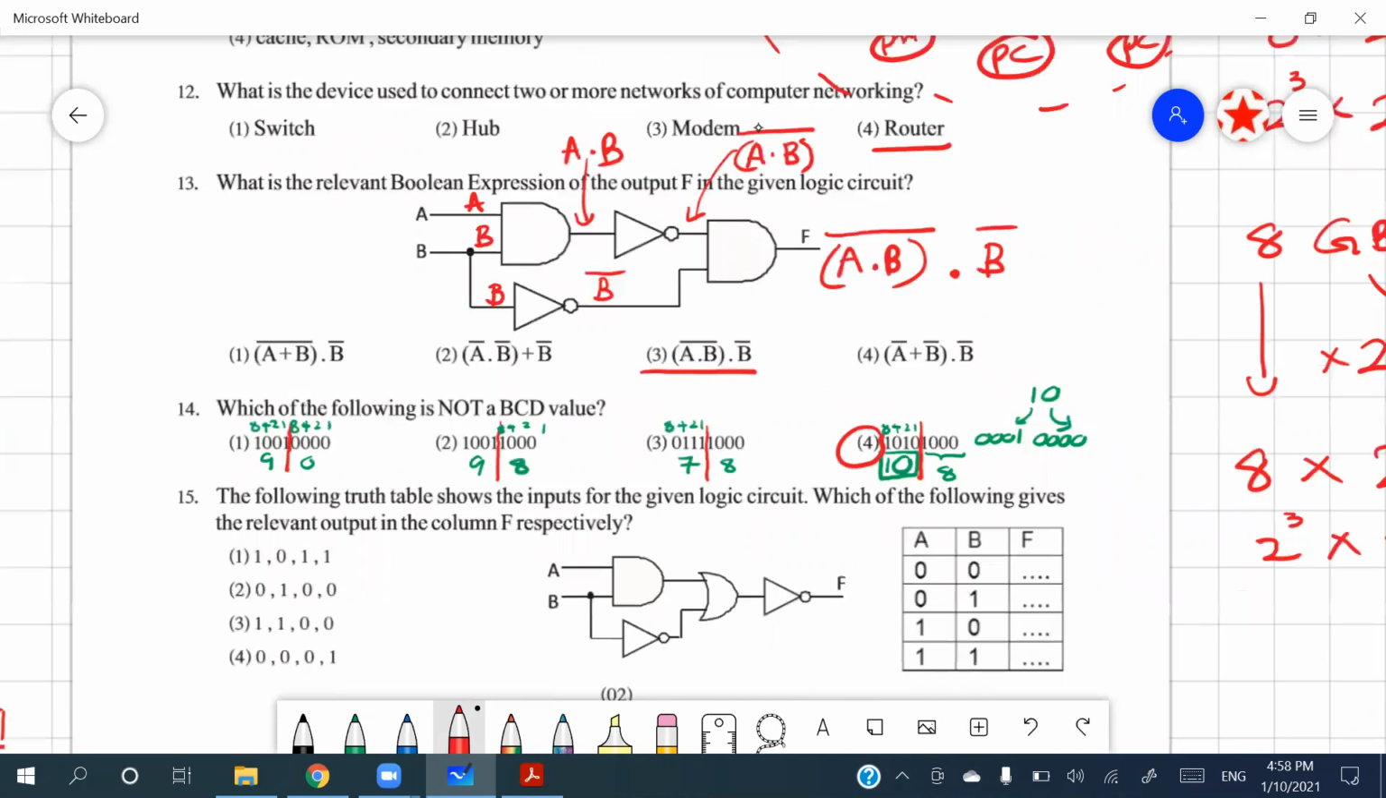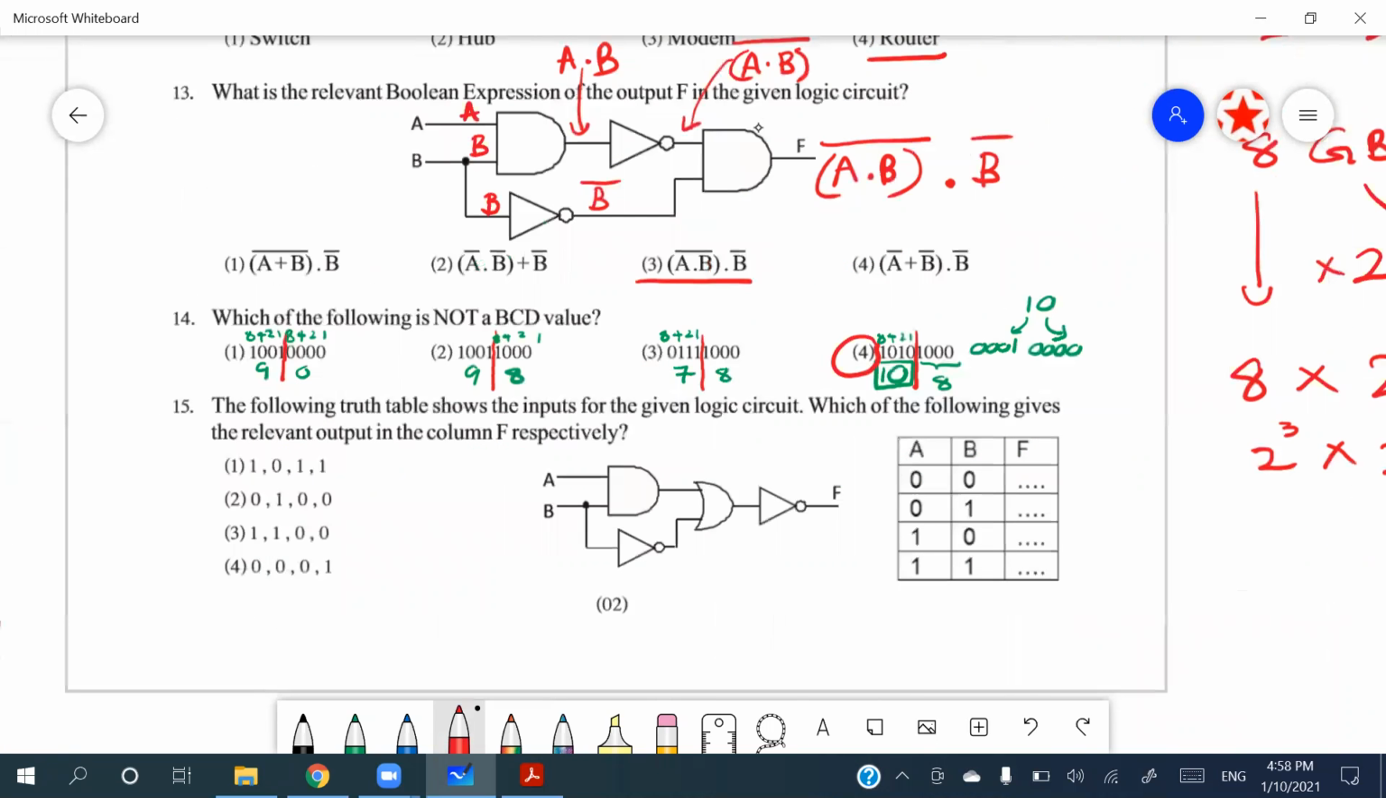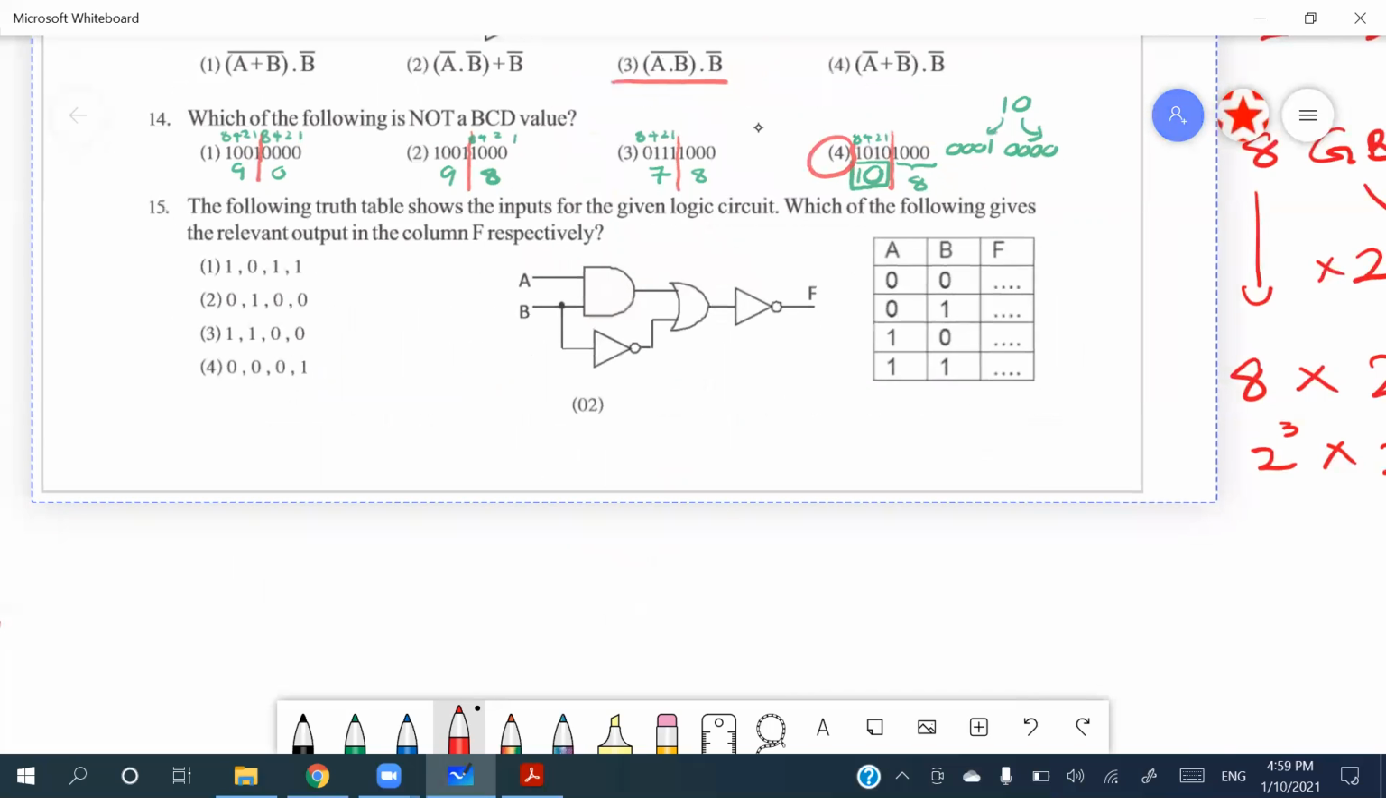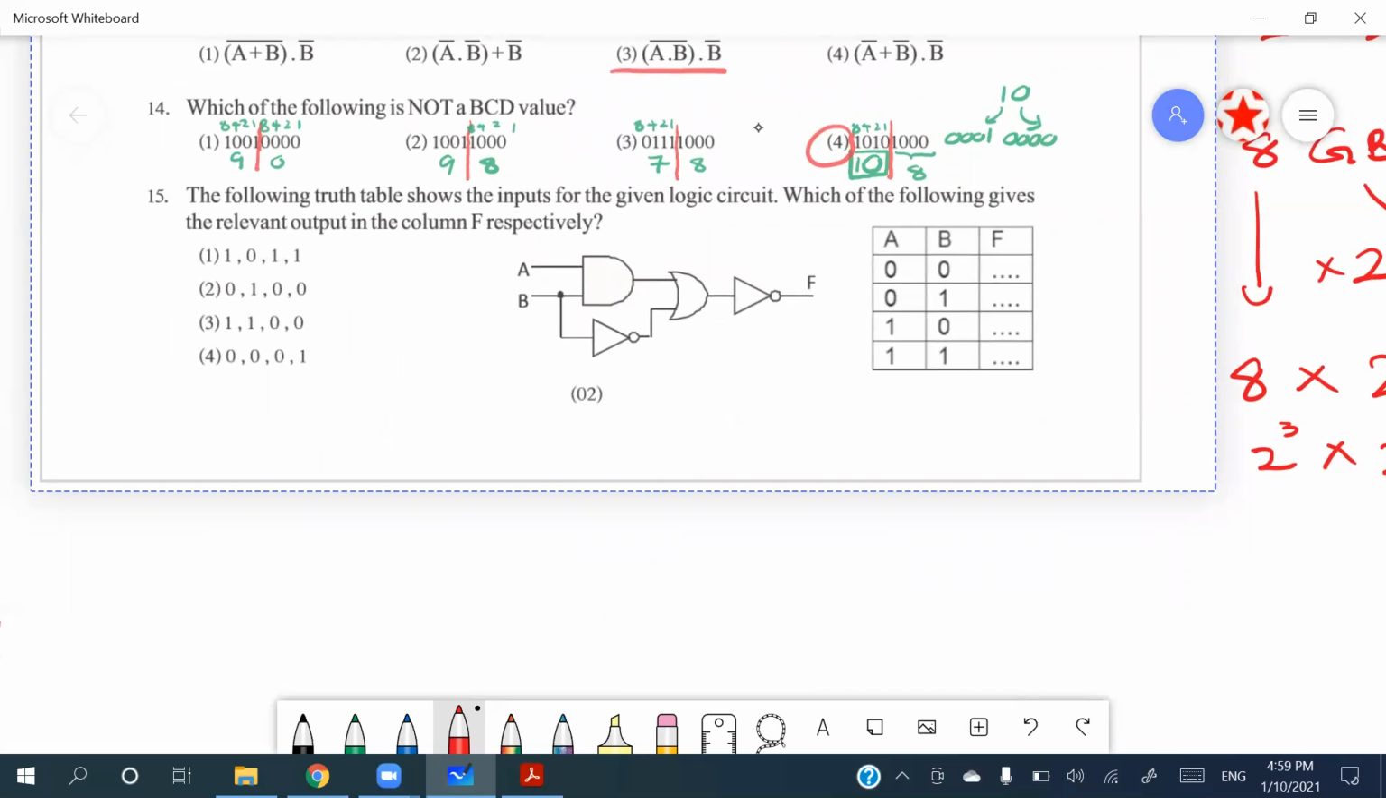Right. So the 15th one is about the following truth table, which shows the input for the given logic circuit. Which of the following gives the relevant output of the column F respectively? So to do this, we should have the bigger truth table, right? With this, we won't be able to recognize this, or else you have to deal with ones and zeros, right?